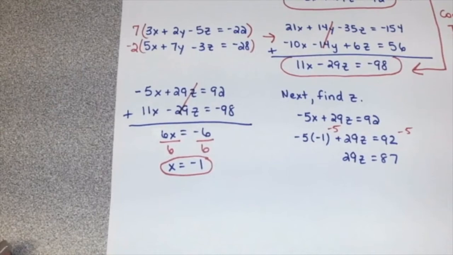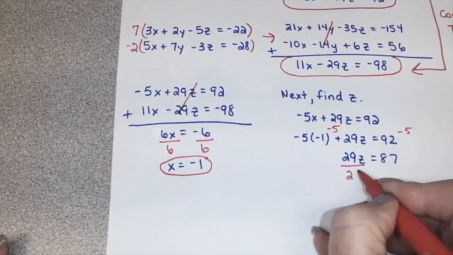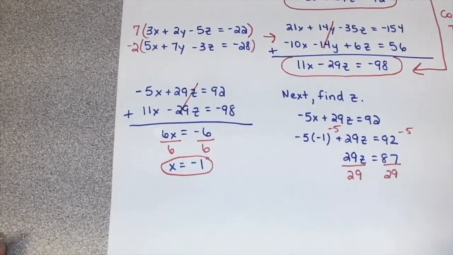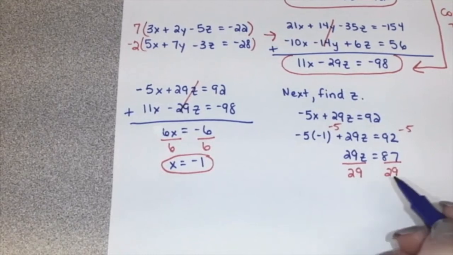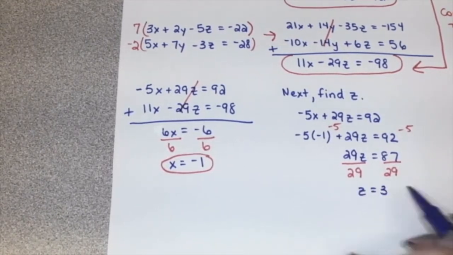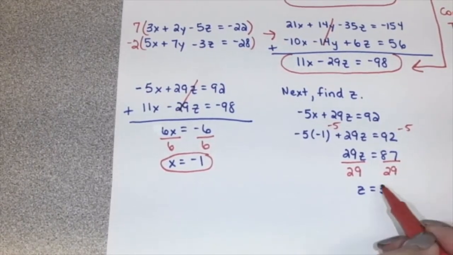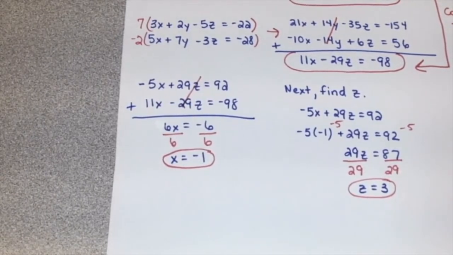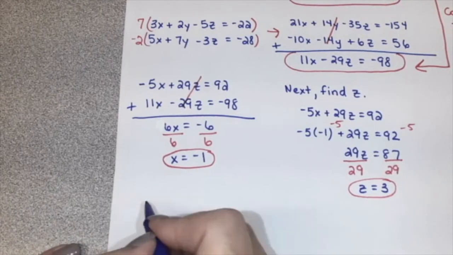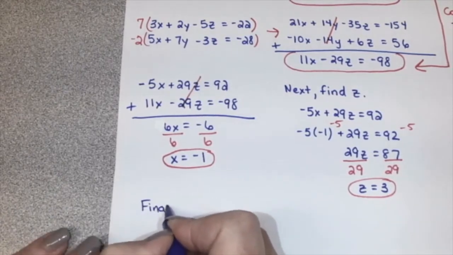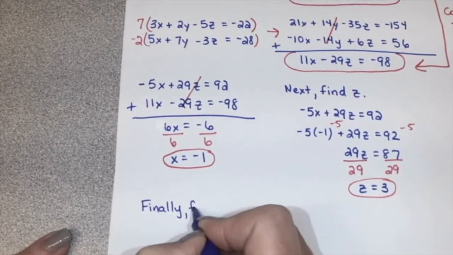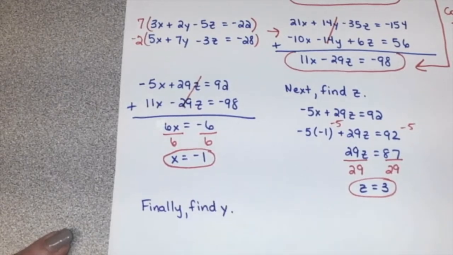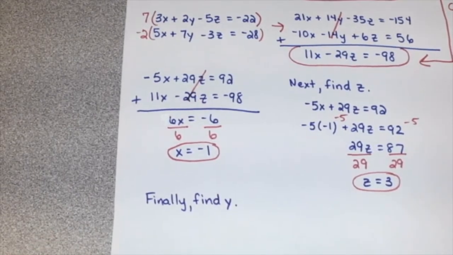Remember what I said, you shouldn't be getting crazy numbers. You should be getting nice, pleasant numbers for the most part. And this does work out nice. This works out to be z equals 3. 87 divided by 29 is 3. So I've got 2/3 of my answer. So what's my final step then? So what's the one that I don't know yet? I know x, I know z, I don't know y yet.